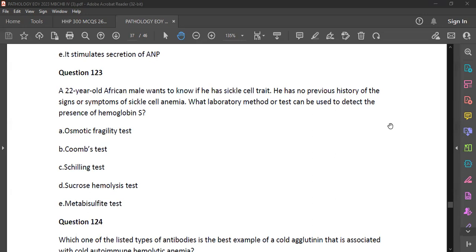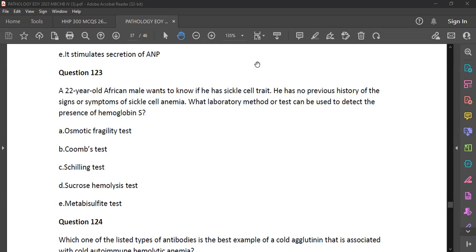So you want to do osmotic fragility test. You know where you do it for in cases of a membrane defect. For example, you'd want to do it in a hereditary spherocytosis case. Coombs test, we've said it's done in cases of an autoimmune or antibody-associated hemolytic anemia. Schilling's test, you want to do it in a vitamin B12 deficiency. Sucrose hemolysis test is also used to check out your membranes, for example, in hereditary spherocytosis.